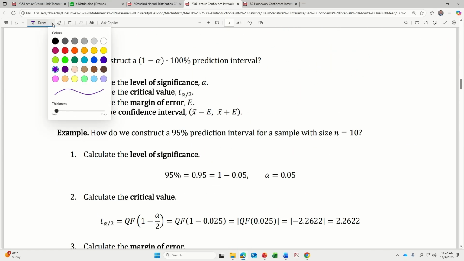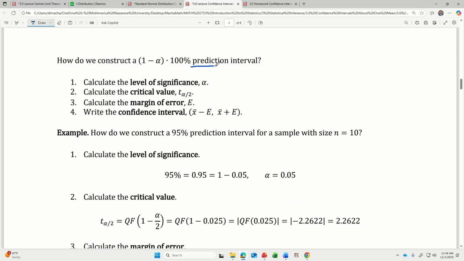Okay, so first we're going to talk about how to calculate a prediction interval. If I want to calculate a prediction interval, it looks really similar to the process of constructing a confidence interval that you saw a couple weeks ago. We're going to calculate the level of significance, we're going to calculate the critical value, we're going to calculate the margin of error, and then we're going to write the interval as the sample mean minus the margin of error up to the sample mean plus the margin of error.